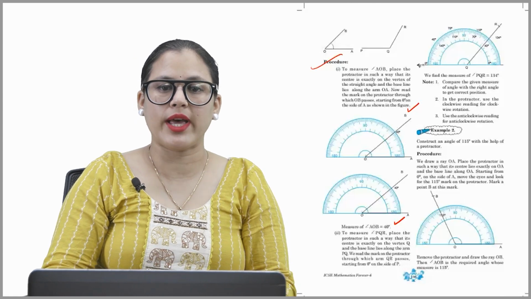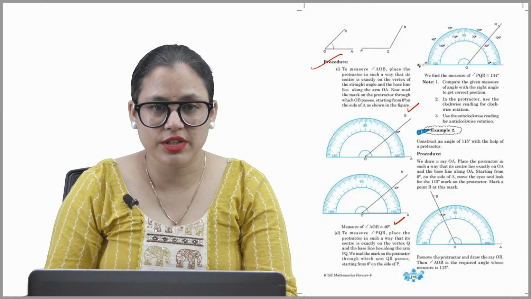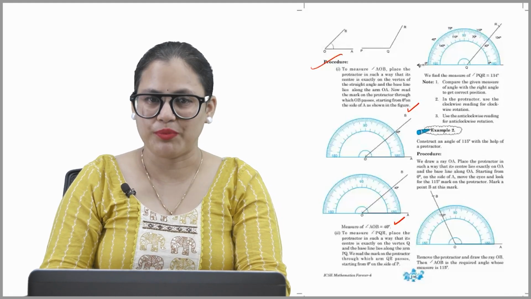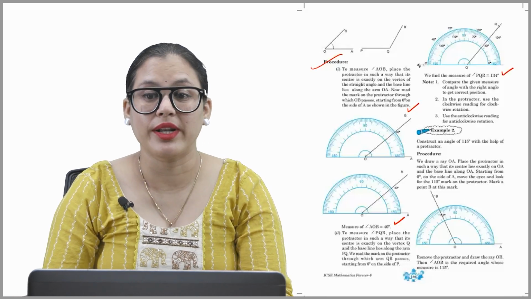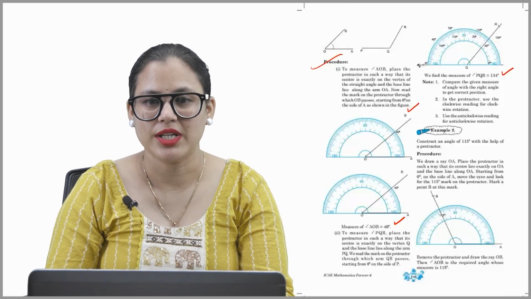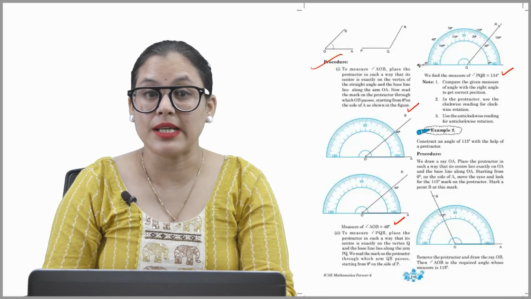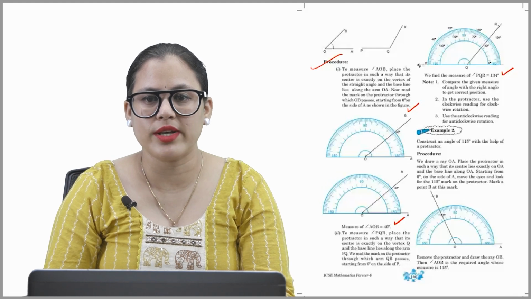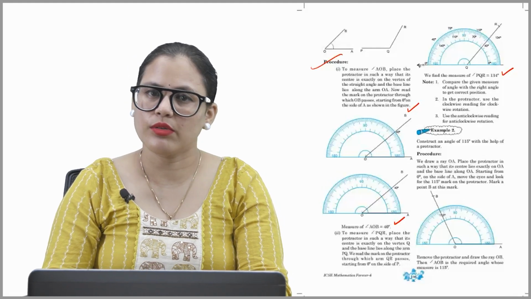Number 2, to measure angle PQR, place the protractor in such a way that its center is exactly on the vertex Q and the baseline lies along the arm PQ. We read the mark on the protractor through which arm QR passes, starting from 0 degrees on the side of P. So, we read the measure of angle PQR is equal to 134 degrees. Note. Number 1, compare the given measure of angles with the right angle to get the correct position. 2, in the protractor, use the clockwise reading for clockwise rotation. Number 3, use the anti-clockwise reading for anti-clockwise rotation, right?